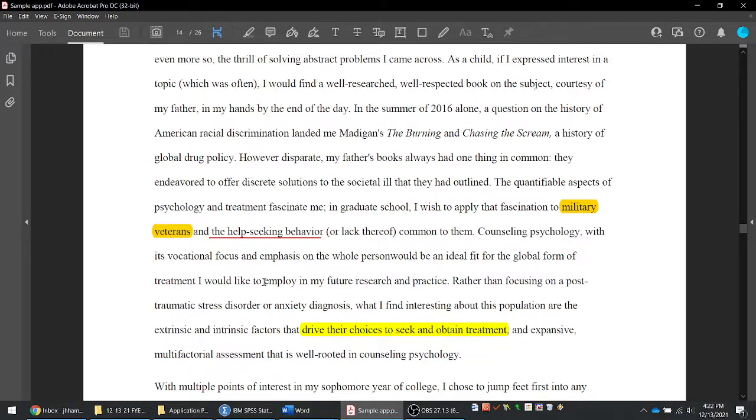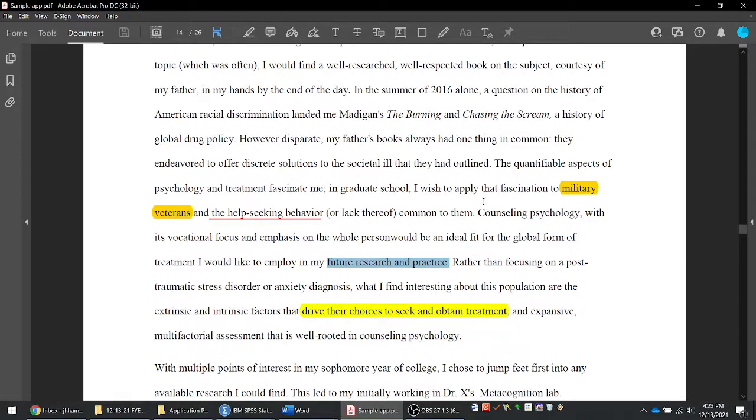Ideal for the global form of treatment I would like to employ in my future research and practice, mentioning both research and practice. So again, if someone wants a PhD rather than a PsyD, they're going to get training in not only research but clinical practice. And so ideally we want to at least hear the possibility that the applicant would like to engage in both research and practice in the future. Otherwise, why get a PhD? Because you're going to get training in both research and practice.